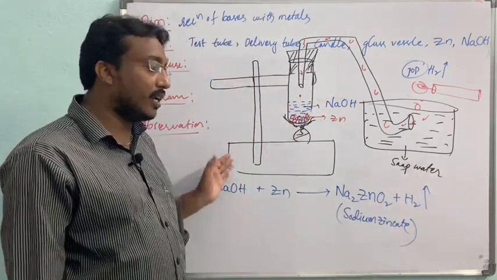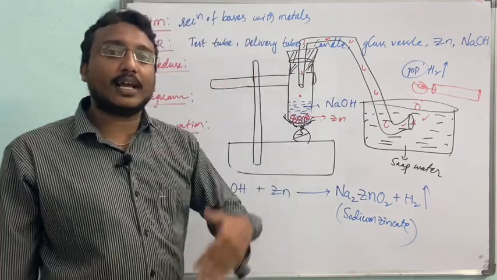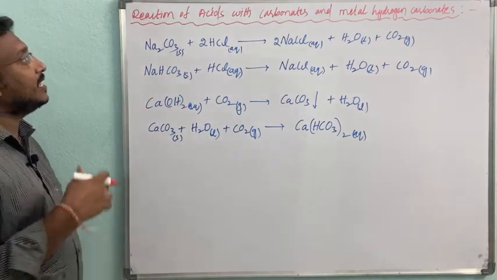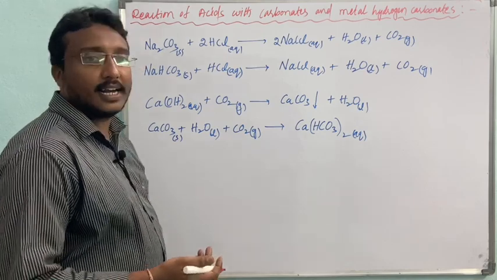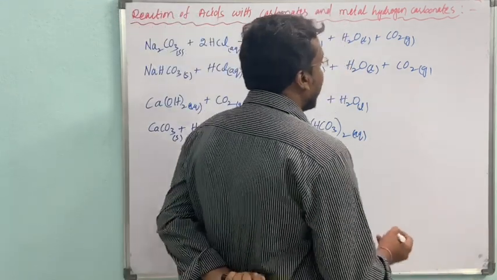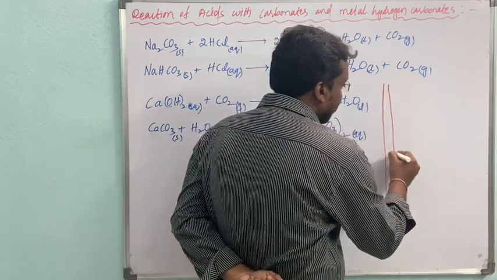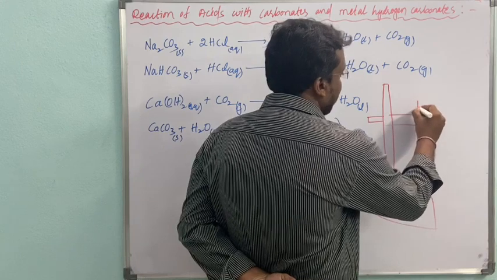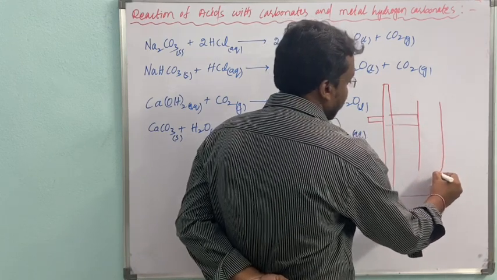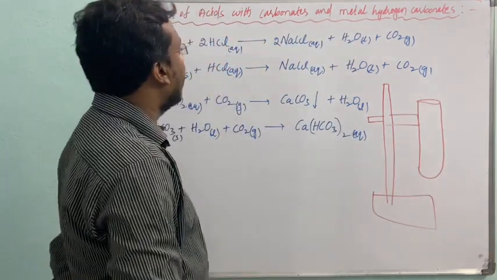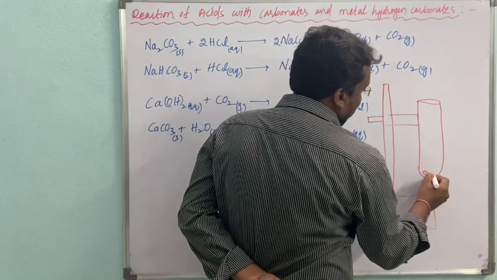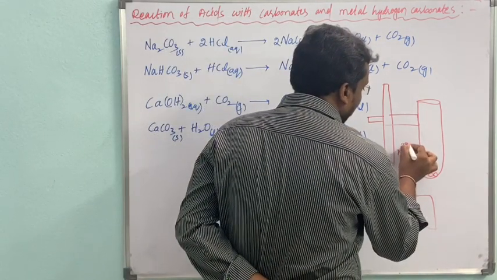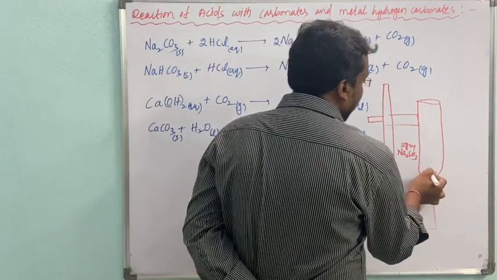Finally, the general observation we came to know is that when bases react with metals, they also produce salt and hydrogen gas. Now we are going to discuss one more activity, reaction of acids with carbonates and metal hydrogen carbonates. To do this activity, take a retort stand and fix a test tube to it. Take 1 gram of sodium carbonate in the test tube.